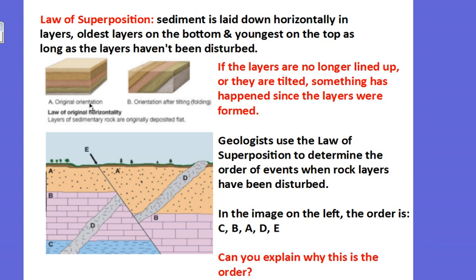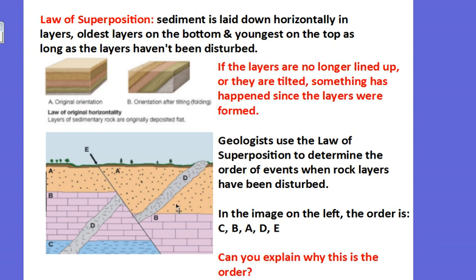So this says original orientation. So this is the way the rock layers were laid down, okay? Then, if we see now the layers are no longer lined up, or they're tilted, or something has happened, then this event, the tilting event, had to happen after the layers were formed. So they always form like this in nice, neat layers. Then if anything happens, it had to happen after they were formed.